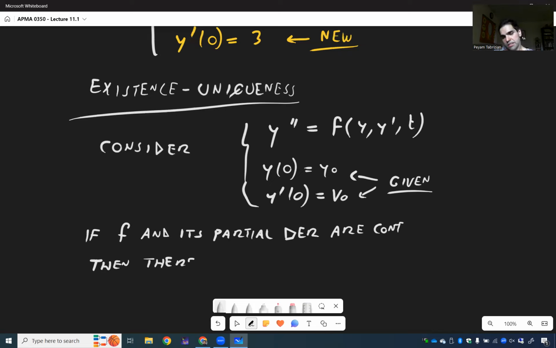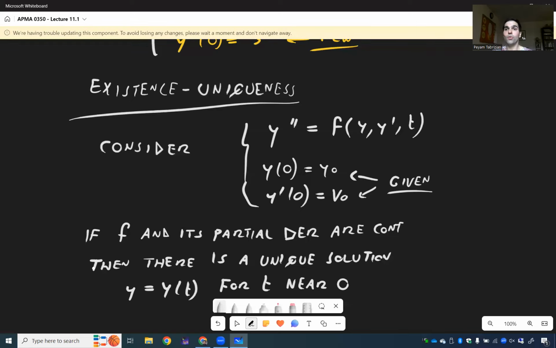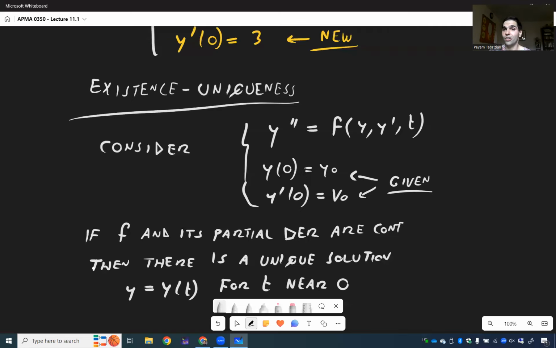Then there is a unique solution y equals y of t for t near 0, and once again, for instance, solutions cannot cross.